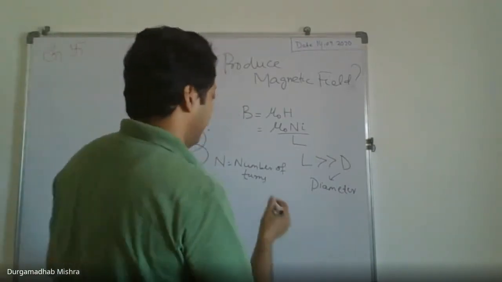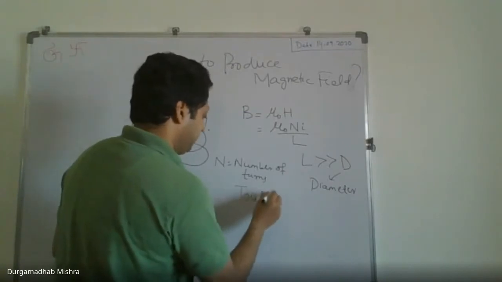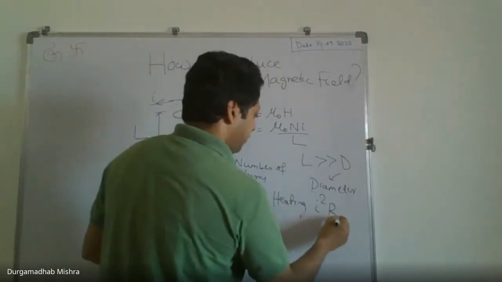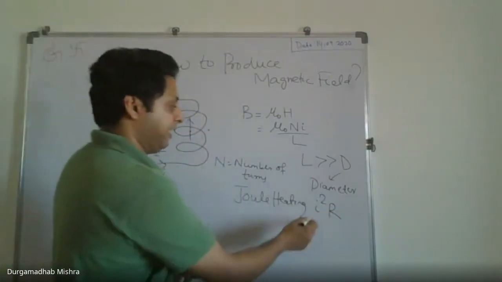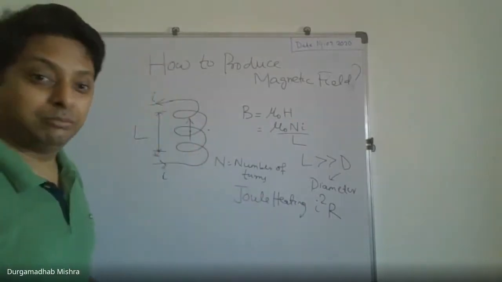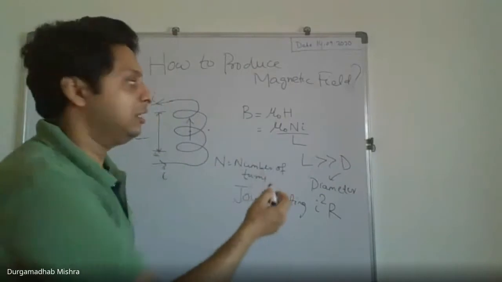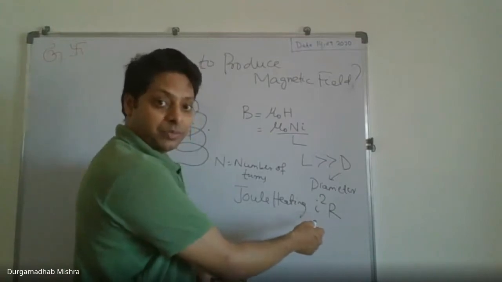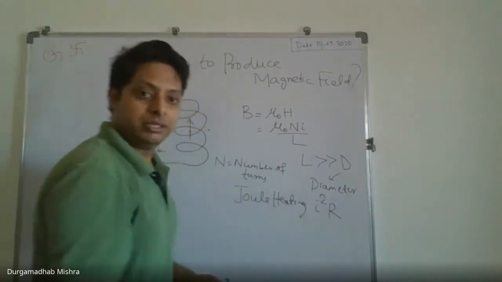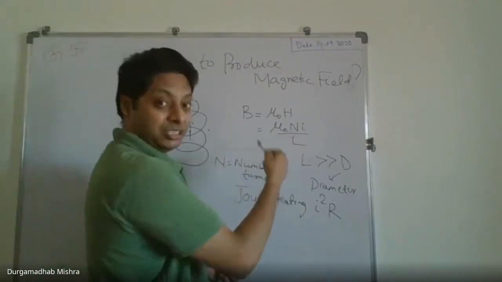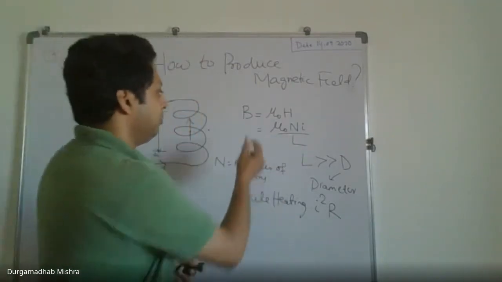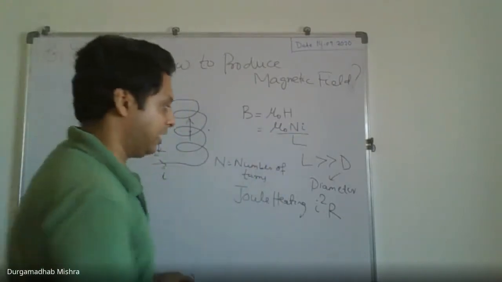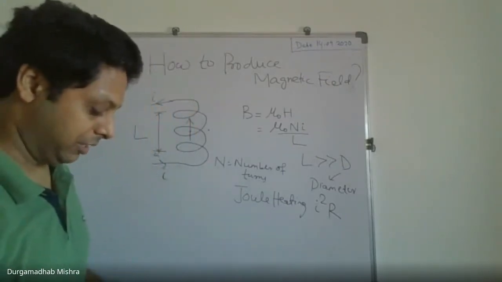So that means you always have Joule heating due to the current, which is proportional to I square R. So if I want to increase the magnetic field twice, I increase I twice, but I increase the Joule heating by 4 times, because it goes as I square. So that's why it is better to increase the number of turns. If you want to increase B 2 times, increase the number of turns twice. Keeping the current constant, the heat dissipation remains the same.